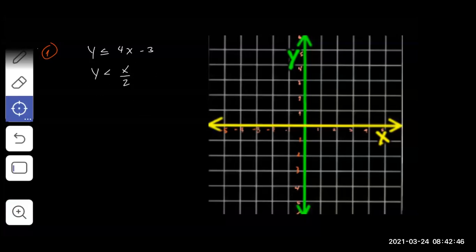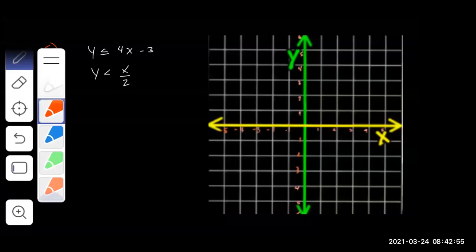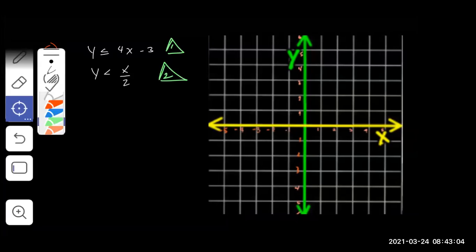Let's have a look at this. I need to solve this system of inequalities. I need to know what values for y and x make both inequalities true. The first thing that I'm going to do is say that I got different inequalities. This is my inequality 1, and this is my inequality 2. And then I'm going to work separately. I need to graph both of them, but I'm going to graph just one at a time.